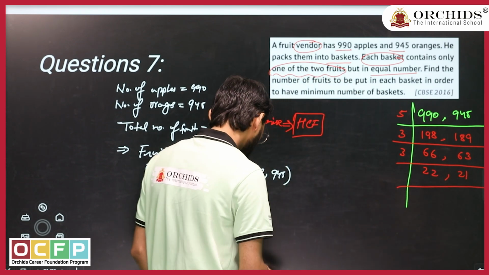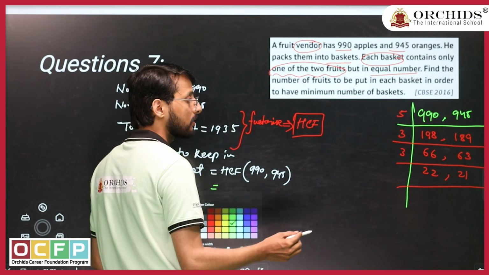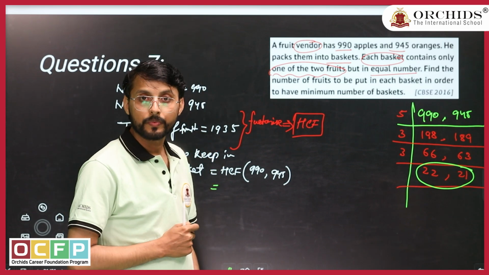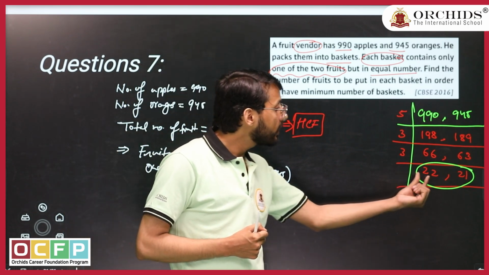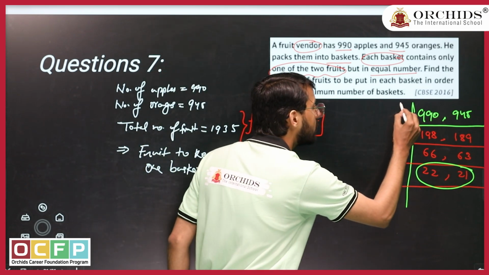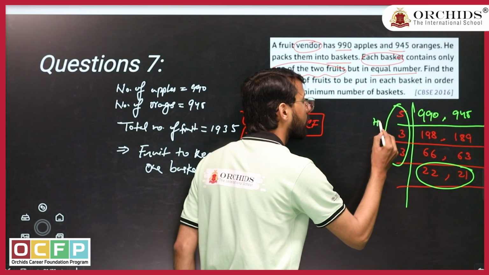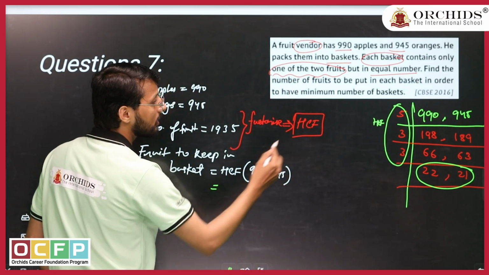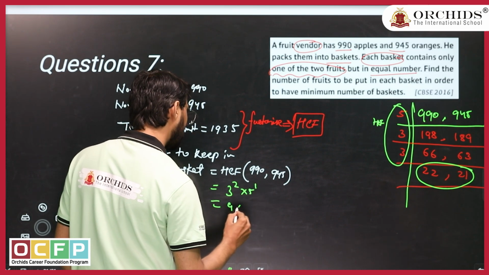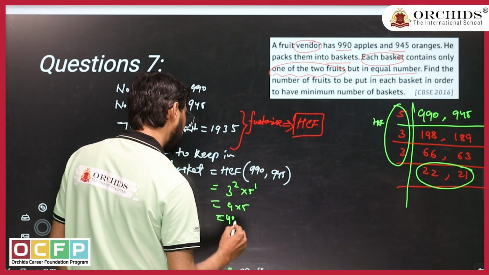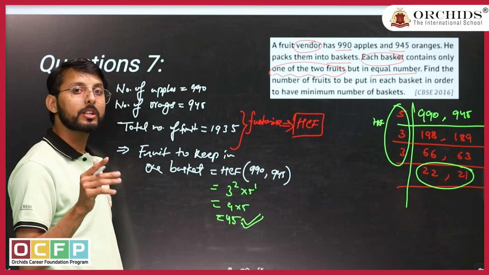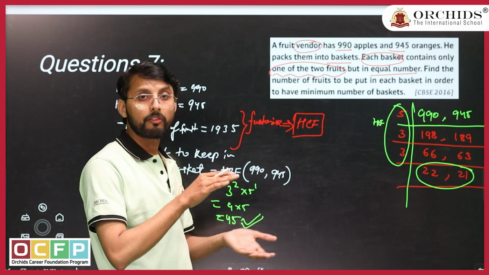Now you can see that 22 and 21 are such numbers which are not divisible by a common number. It means 22 and 21 are co-prime numbers. Their HCF is already 1. So the HCF of this is nothing but 3 power 2 into 5 power 1, which is 9 into 5. HCF is 45. It means in each basket I am going to keep just 45 fruits, either 45 apples or 45 oranges.